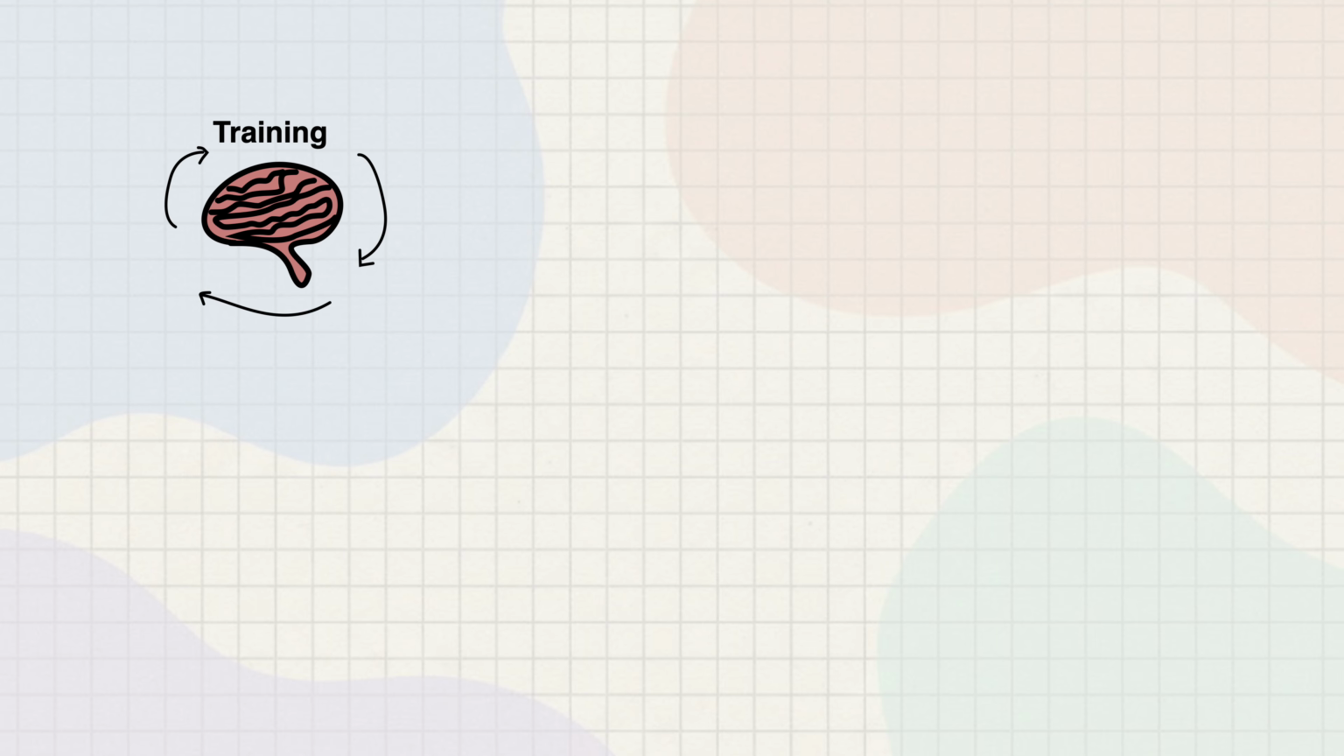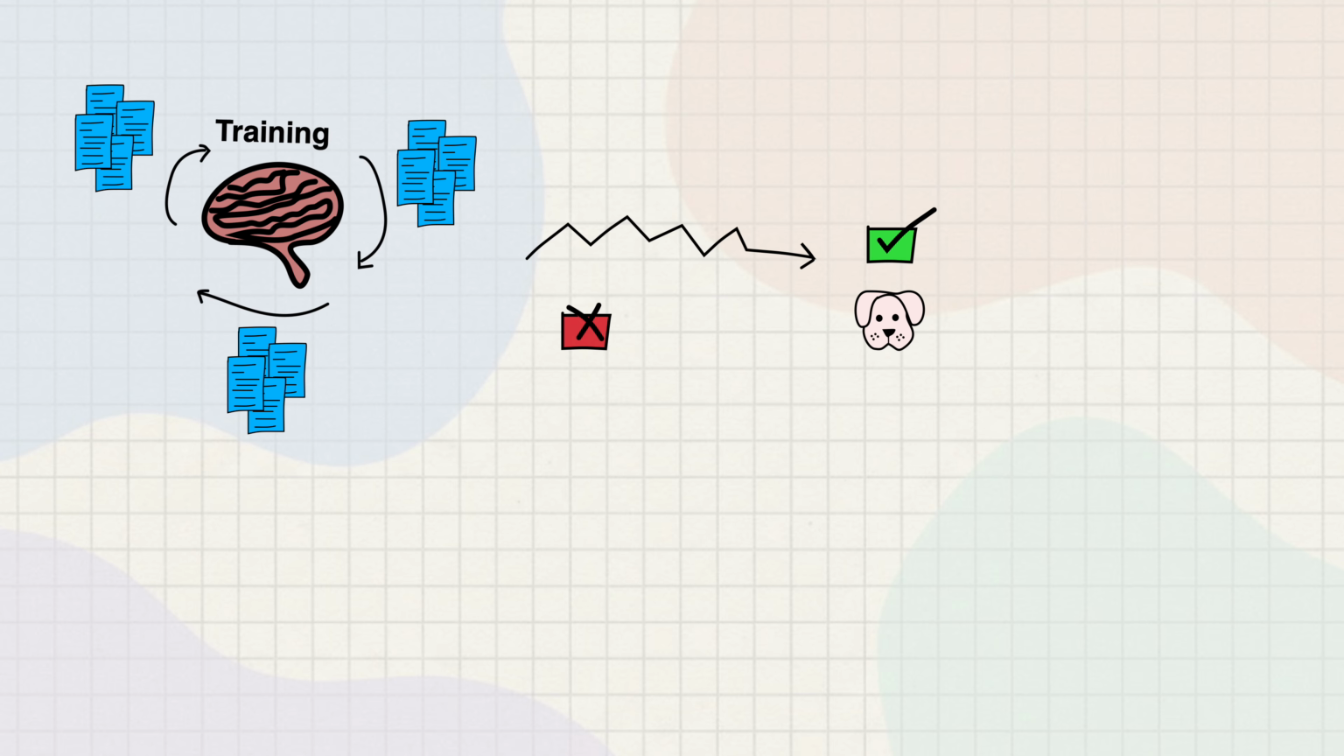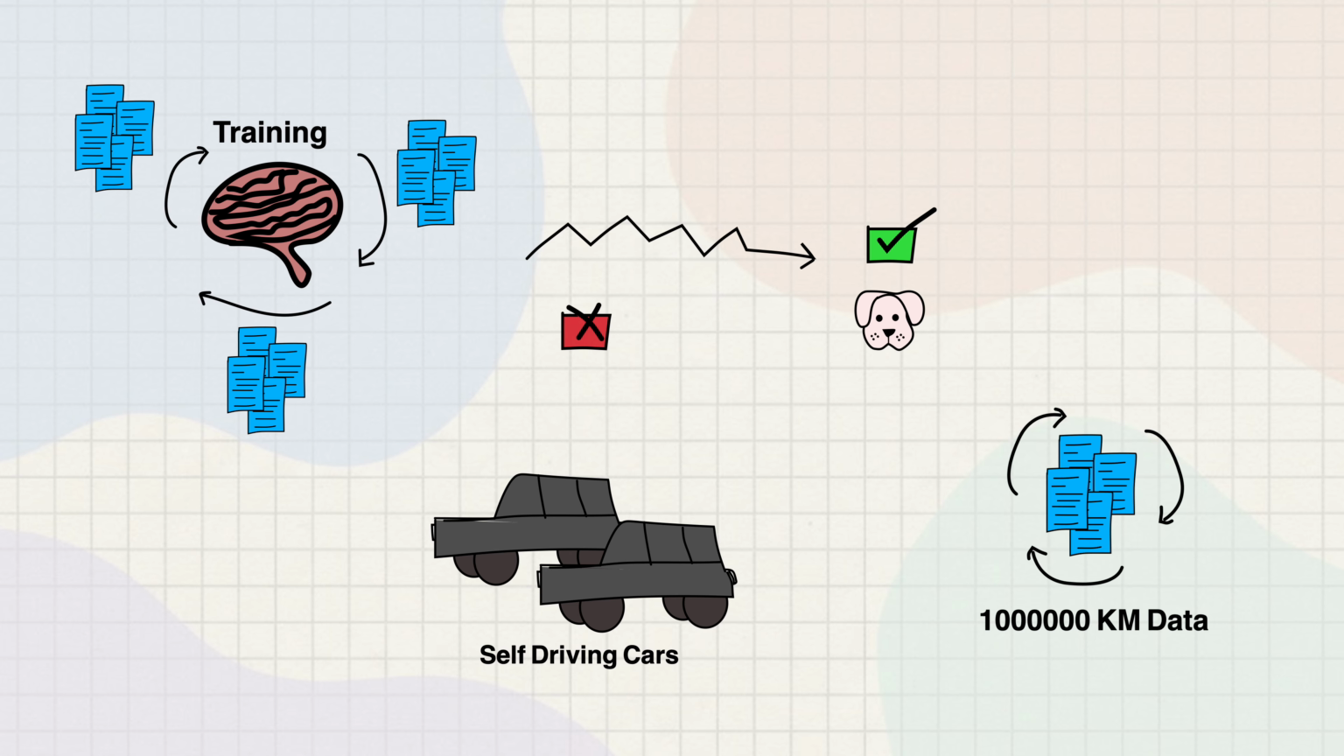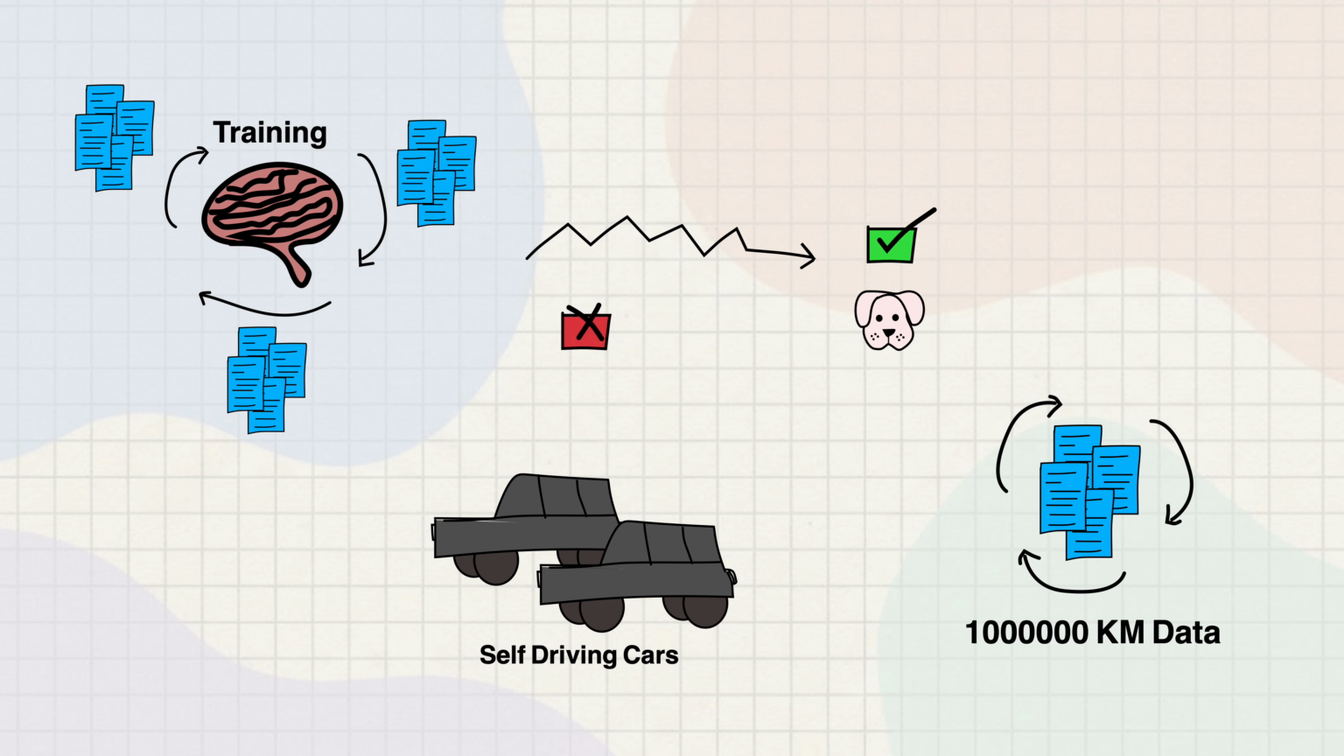As AI trains on more data, it becomes more accurate. Each mistake helps the AI improve. This is why AI recommendations feel better over time. Just like practicing a sport makes you better, repeatedly training makes AI smarter. Self-driving cars, for example, learn from millions of kilometers of driving data.